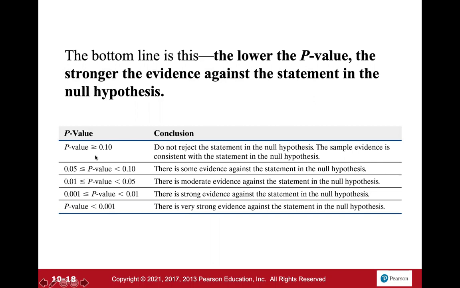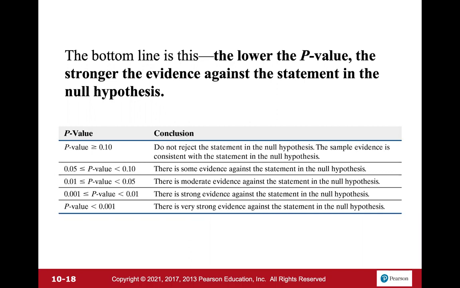So the p-value being greater than 0.10, we're not going to reject it. Let's say it's a right tail test. So greater than 10%, we're still looking at data that's somewhere over here. So we're not going to reject anything. We need a very small p-value in order to reject.